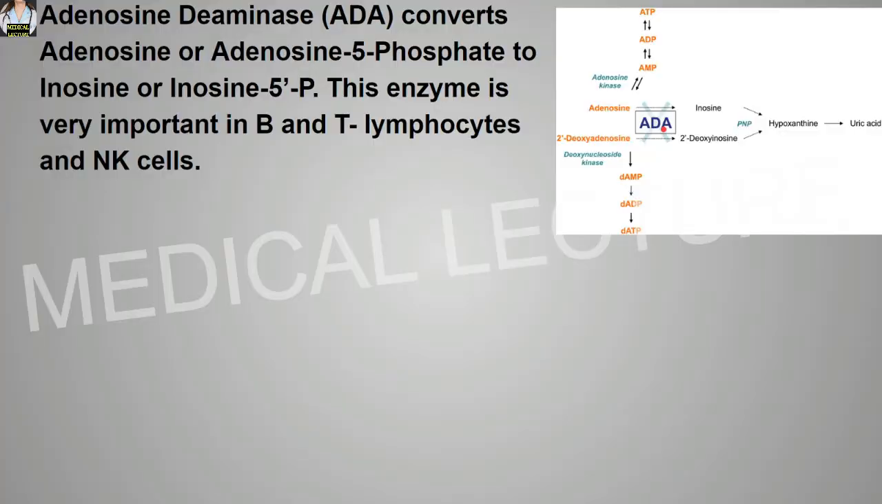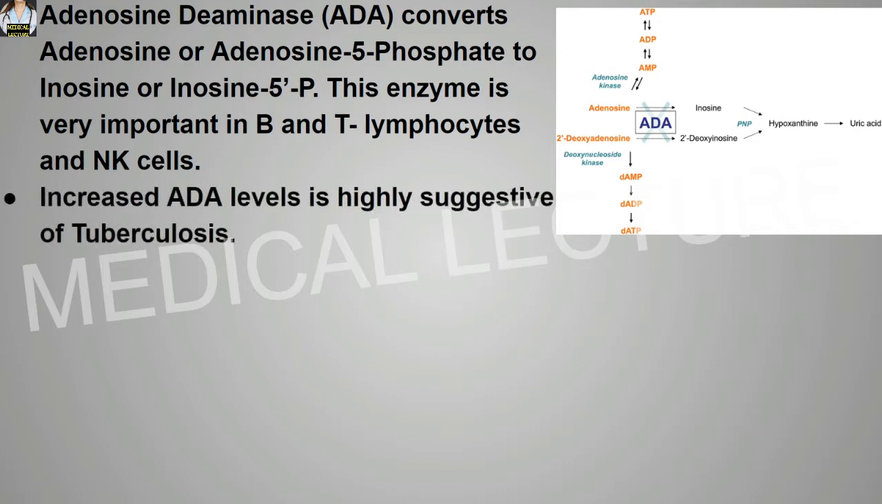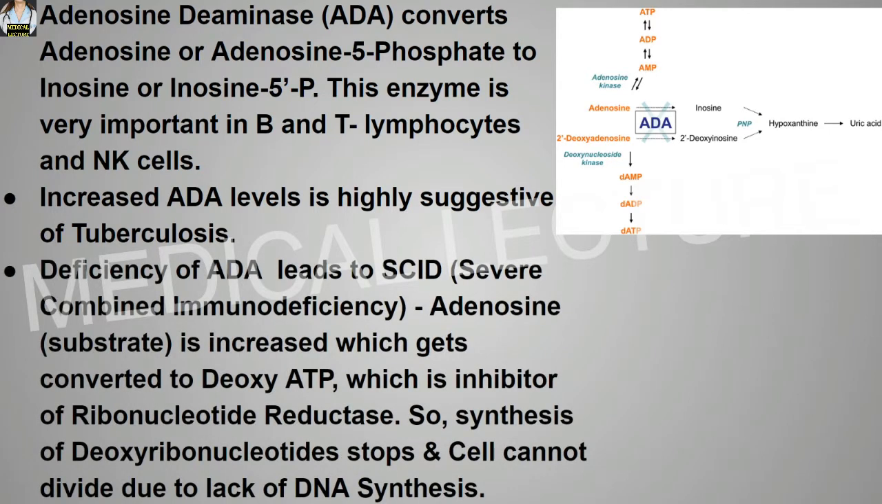Adenosine deaminase, or ADA, converts adenosine or adenosine 5' phosphate to inosine or inosine 5' phosphate respectively. This enzyme is very important in the B and T lymphocytes and also in the NK cells, or natural killer cells. Increased adenosine deaminase levels are highly suggestive of tuberculosis. Deficiency of adenosine deaminase leads to SCID.